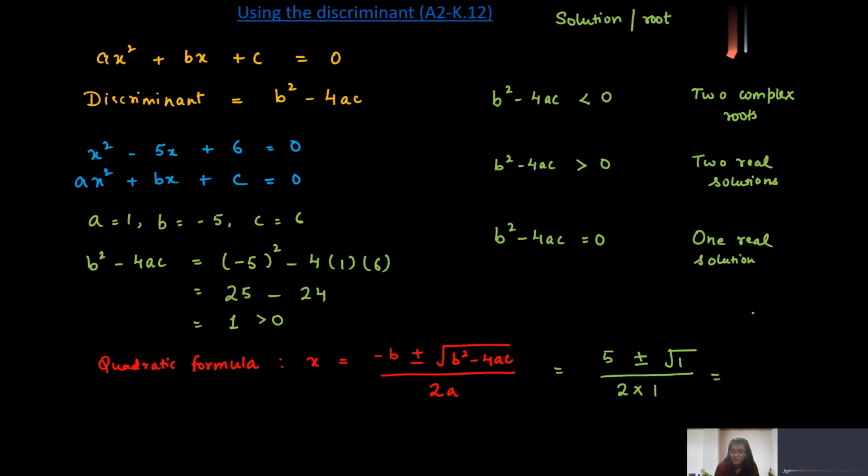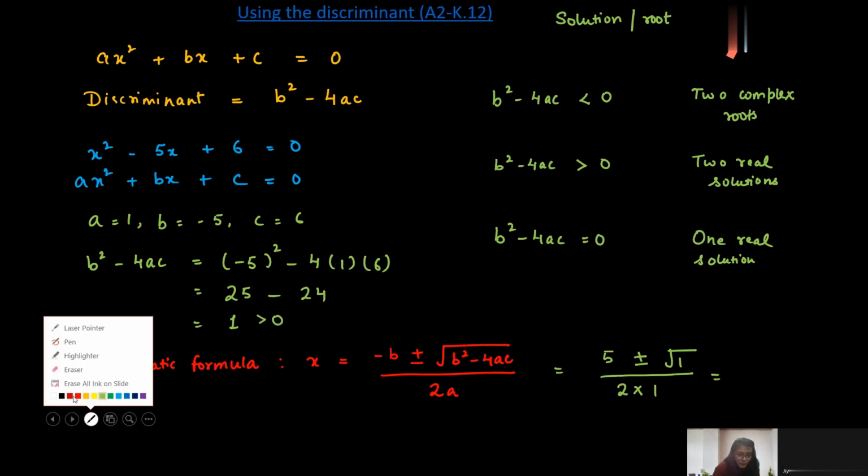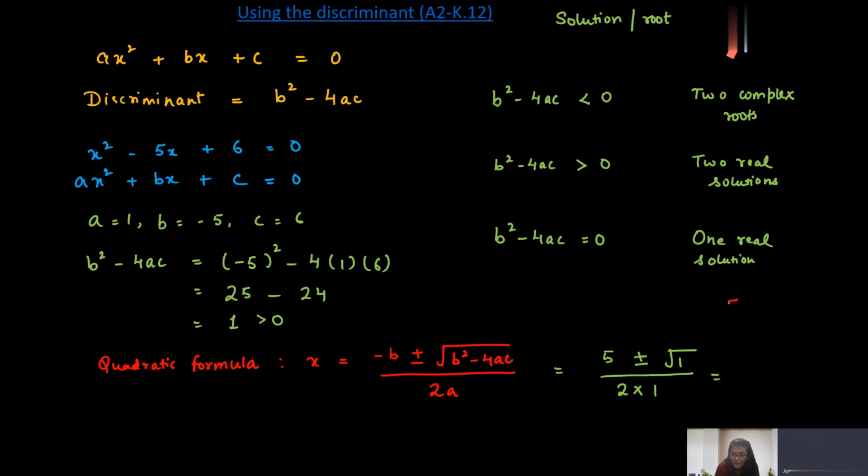First solution we'll get when we take the plus sign. 5 plus square root of 1 is 1, divided by 2. Second solution we'll get when we take the minus sign. 5 minus 1 divided by 2. 2 times 1 is 2. Now 5 plus 1 is 6. 6 divided by 2 is 3. 5 minus 1 is 4. 4 divided by 2 is 2. So 3 and 2 are the two solutions for this quadratic equation.